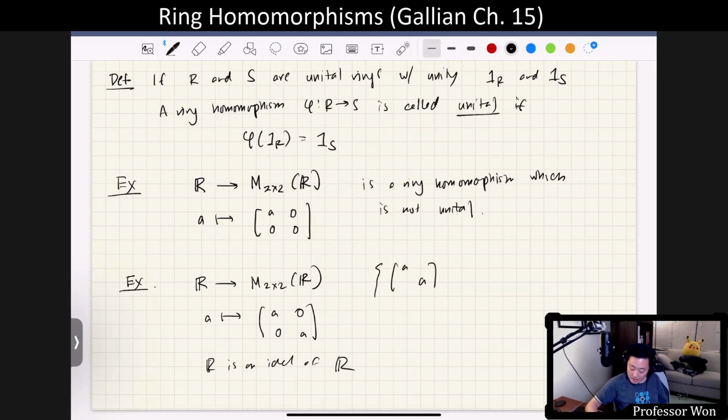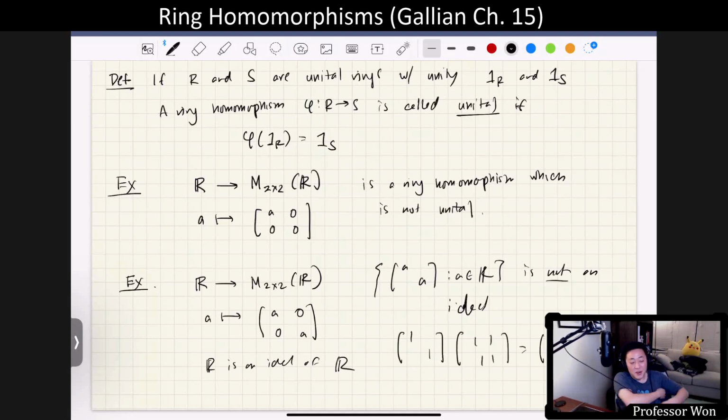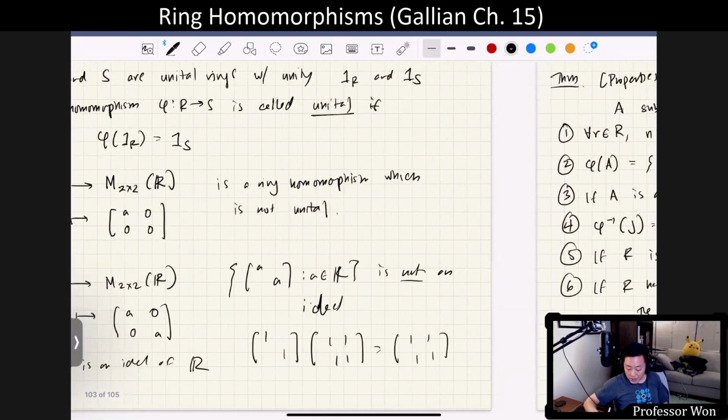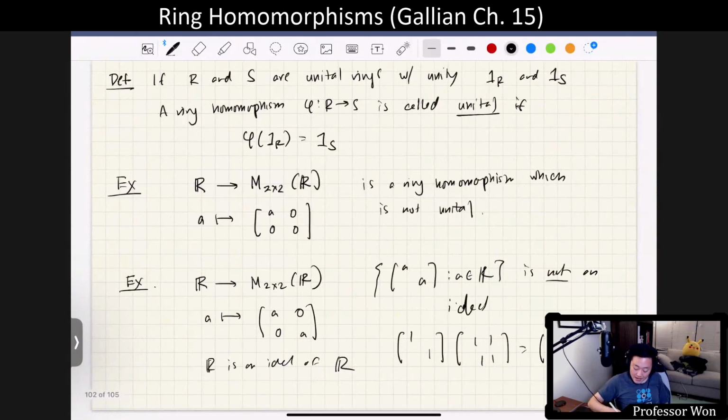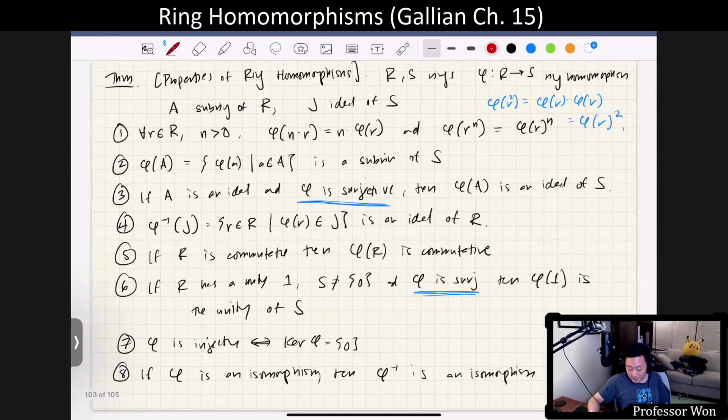So this set of matrices is not an ideal, because I can take this matrix which is in the set, and this matrix which is not in the set, multiply them together, and get a matrix that's not in the set, right? We also said that there are no two-sided ideals of M2 by 2 R except for the trivial ones, and this is not one of the trivial ones. So we do actually require surjectivity in 3, and we did see an example for 6, right? R has a unity here, M2 by 2 R has a unity here, but it's not necessary that the unity of R goes to the unity of S. But as long as phi is surjective and S is not the trivial zero ring, you get unitality for free for surjective homomorphisms. Of course, not all homomorphisms are surjective.